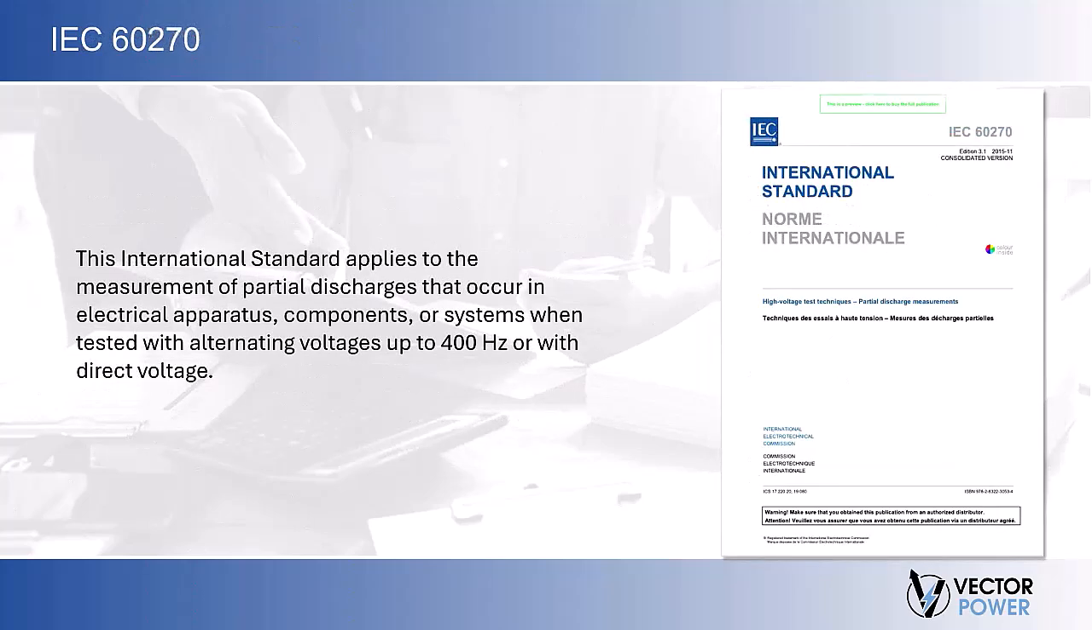Hey, let's not forget about our international partners. The IEC 60270. This international standard applies to the measurement of partial discharge that occurs in electrical apparatus, components, or systems when tested with alternating voltages up to 400 Hertz or with direct voltage.